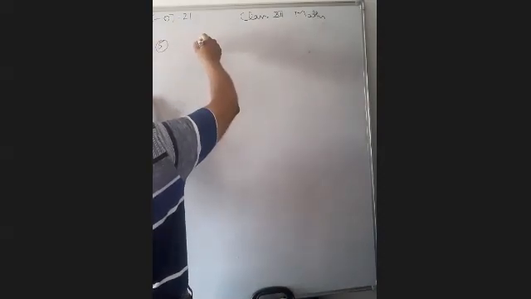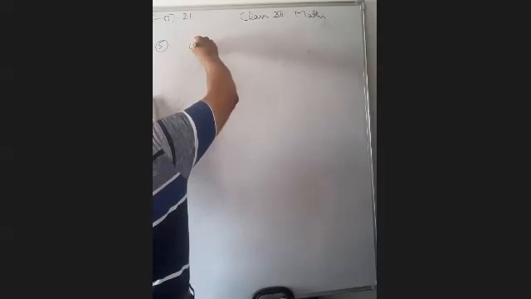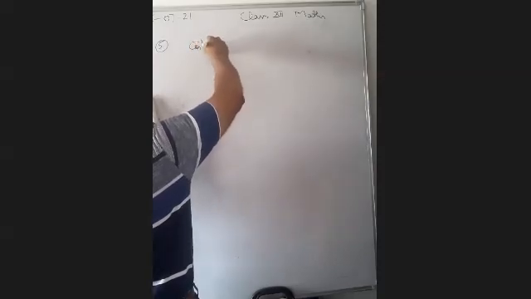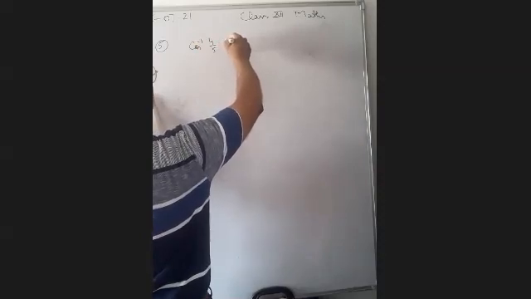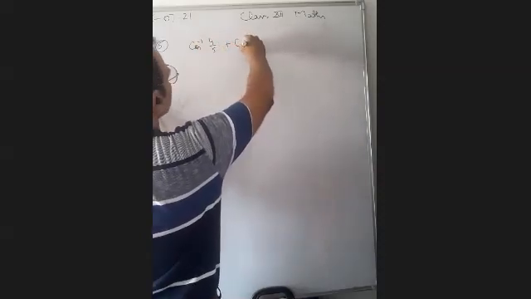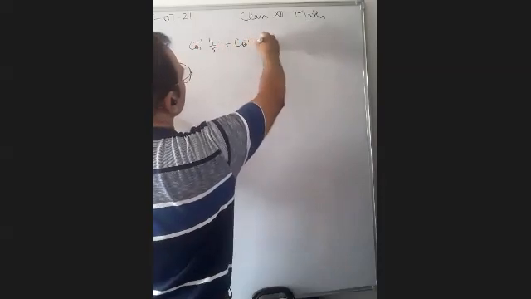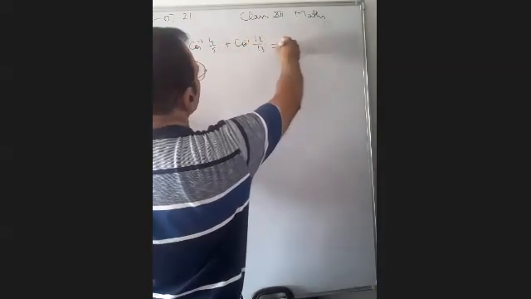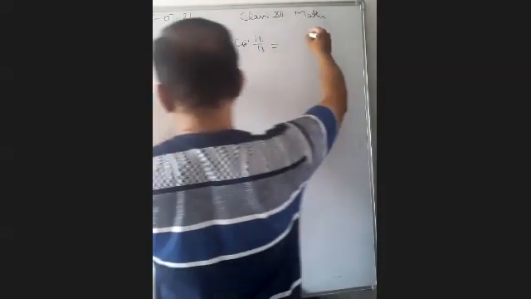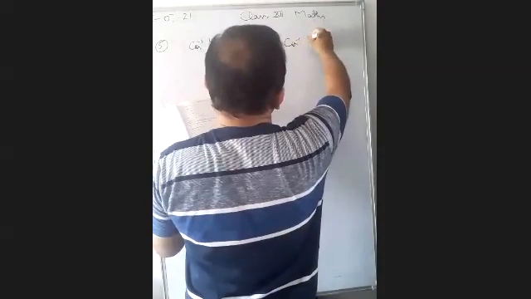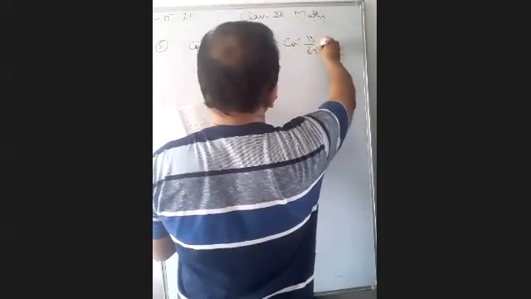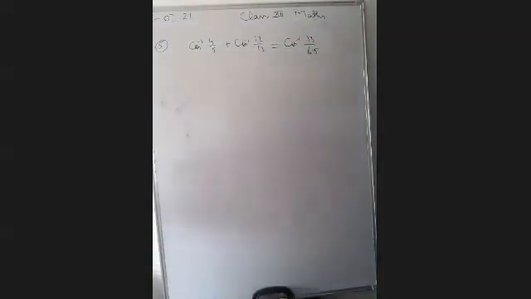Cos inverse 4 upon 5 plus cos inverse 12 upon 13 equal to cos inverse 33 upon 65. Here you are seeing all the terms are in cos inverse, so there is no need to convert into tan inverse or sin inverse.